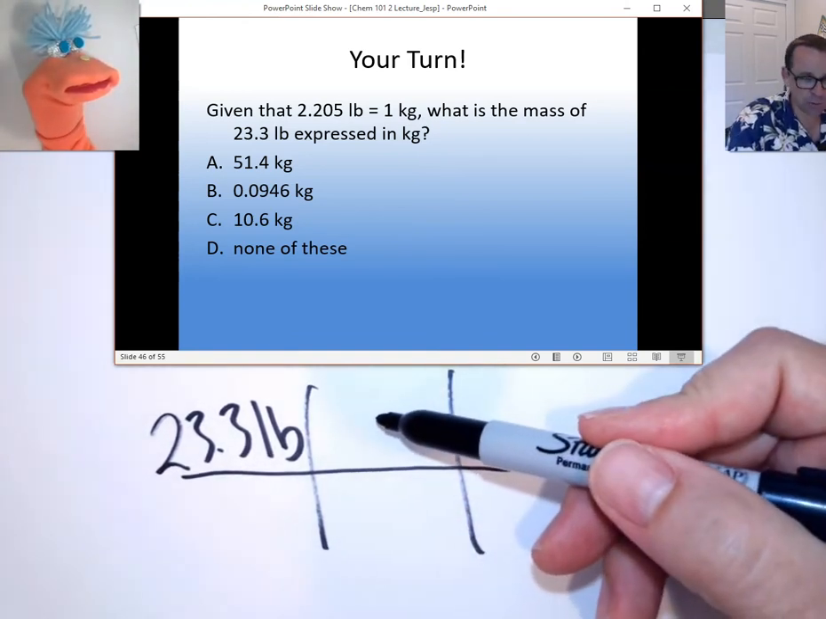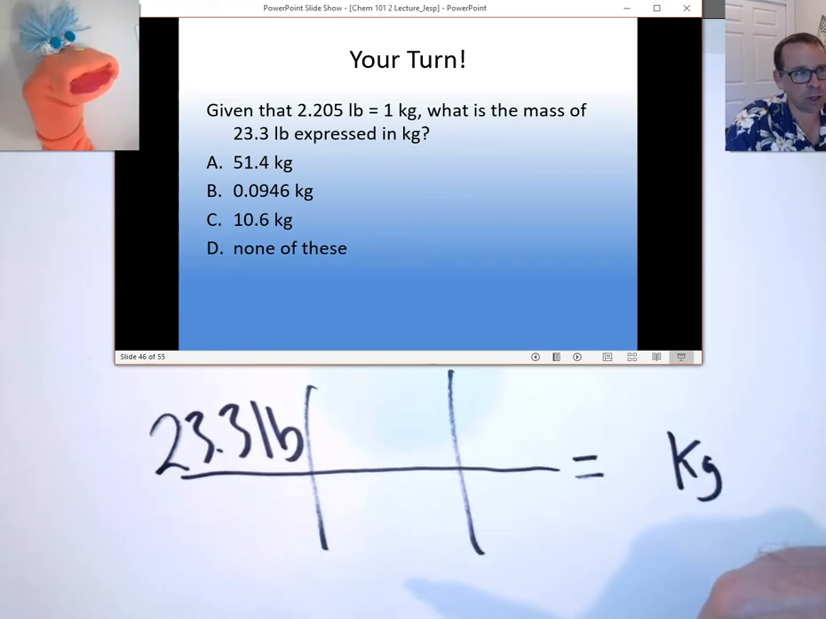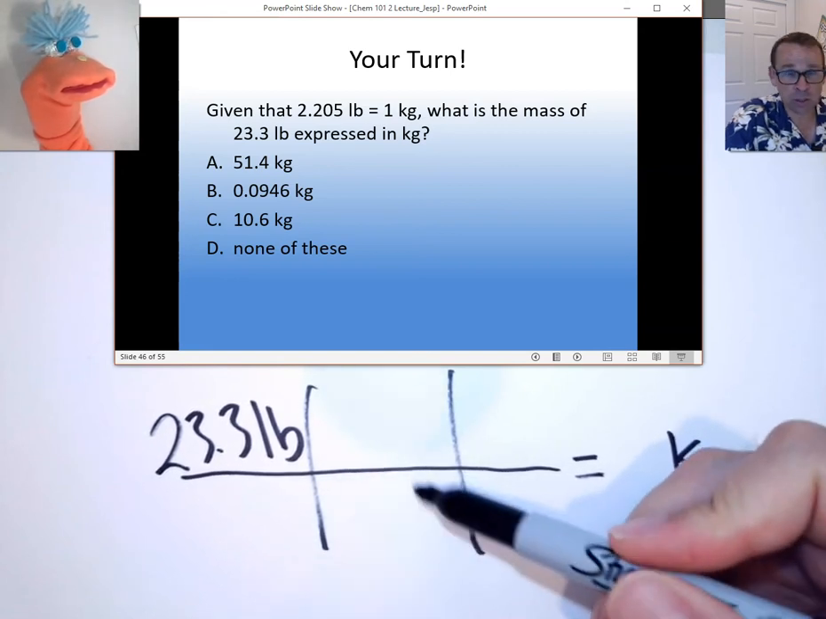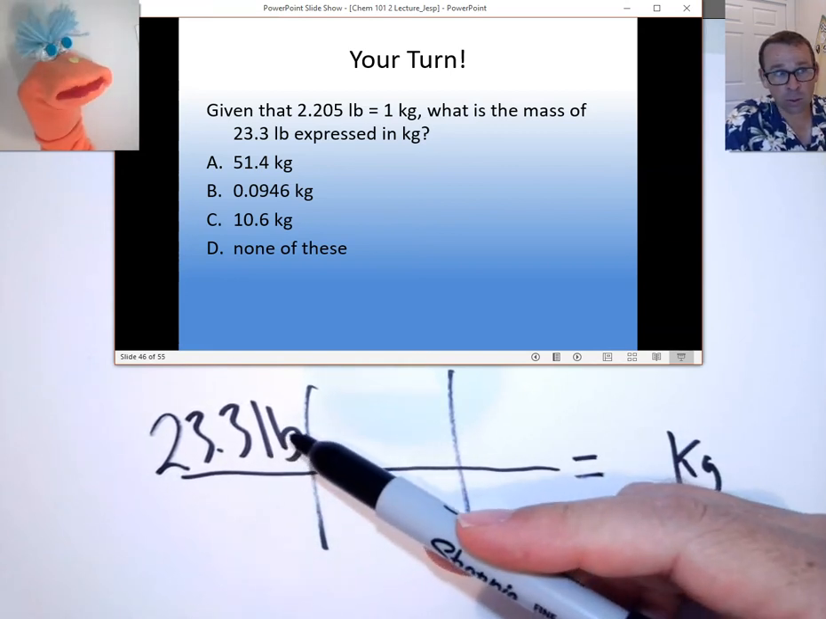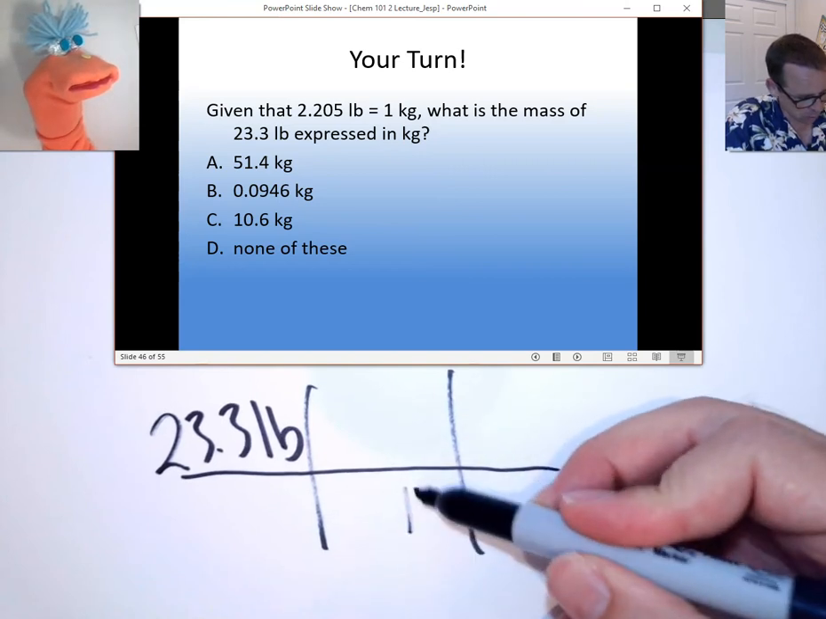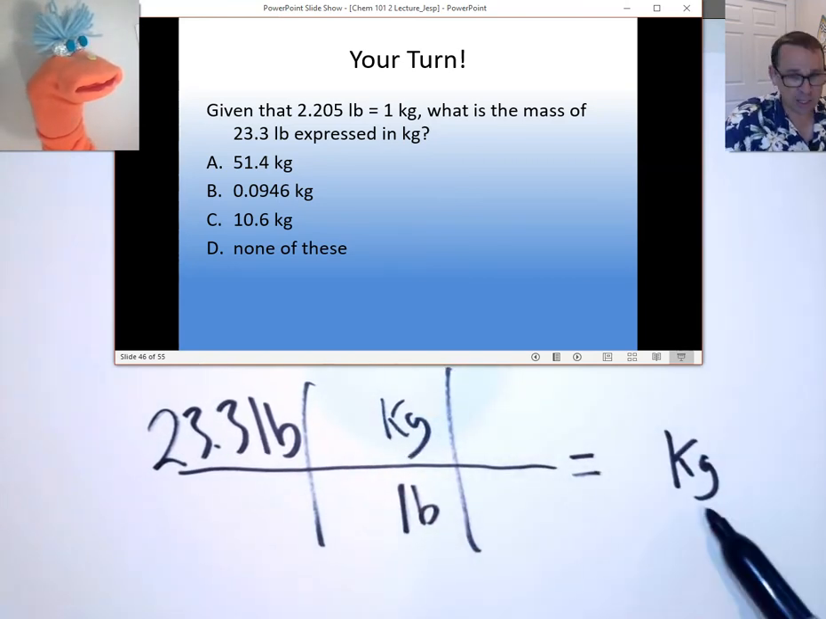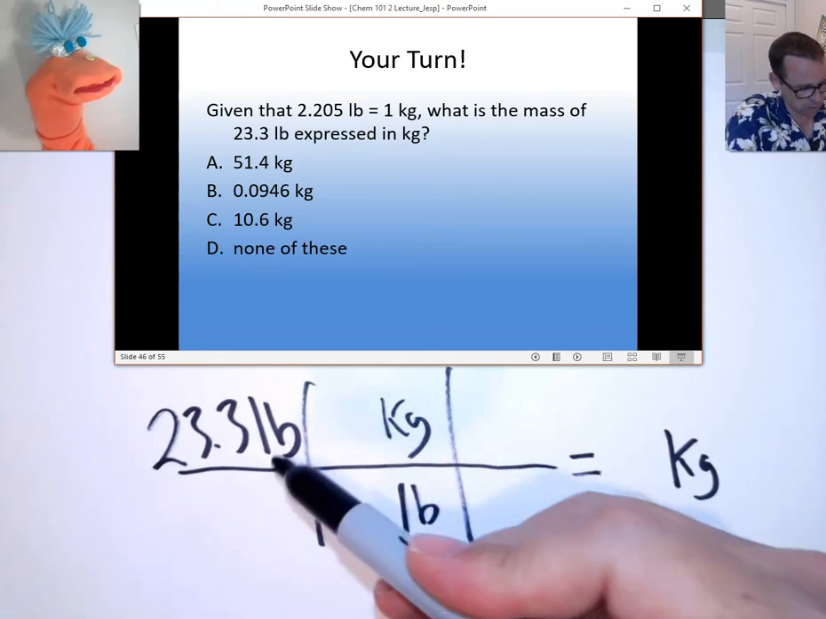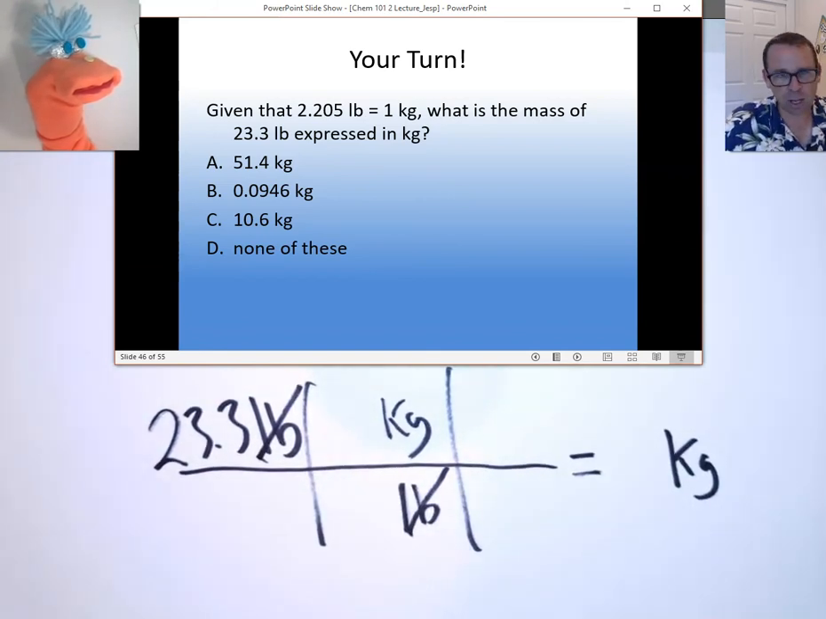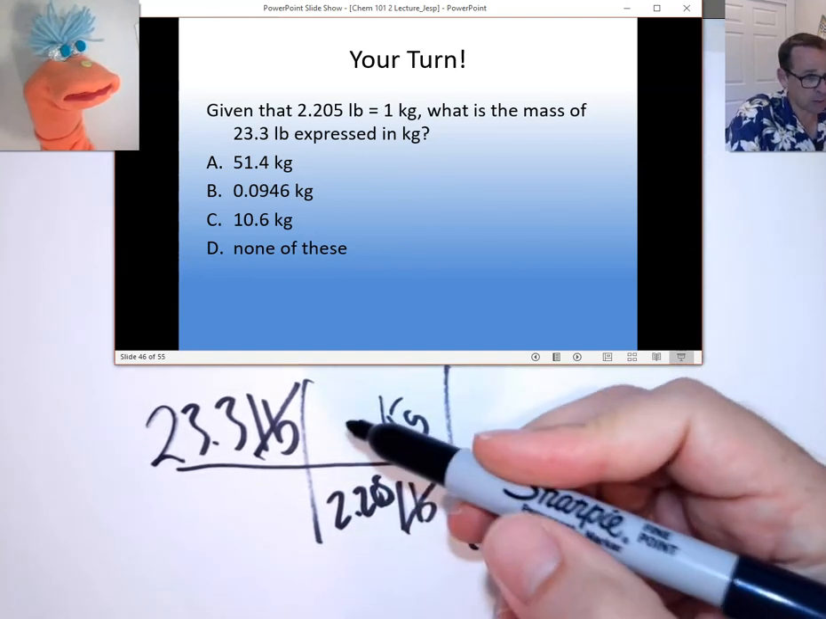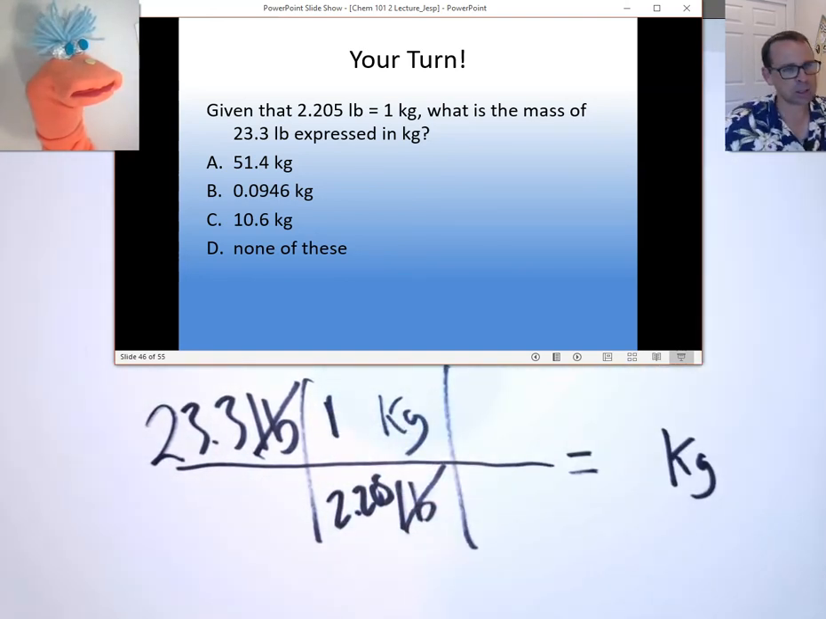Does the 2.205 go up here or down there? That's where I'm not quite sure. Well, we know what units need to go down here to get rid of those units. Oh yeah, pounds. Very good. Pounds has to go down here, so kilograms has to go up there. And that's what we want. We want to be left with kilograms. We want our pounds to drop out. So pounds will be 2.205, and then kilograms, 1 kilogram. Okay? Excellent job.